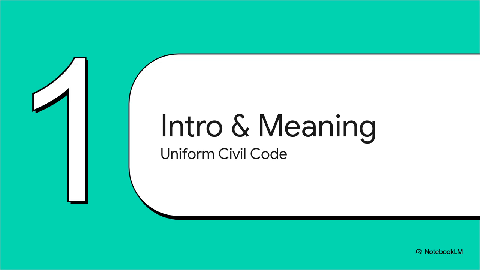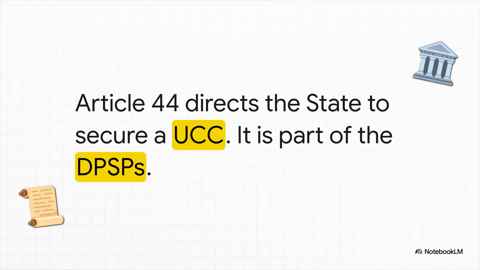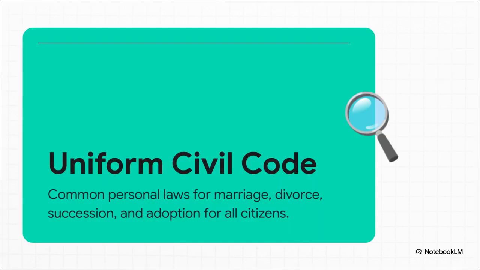So, heading number 1, Introduction and Meaning. The Constitution of India envisages a Uniform Civil Code, or UCC, under Article 44, which directs the state to secure a uniform set of civil laws for all citizens. It is part of the Directive Principles of State Policy, or DPSPs. Continuing under that same heading, you must provide the exact definition. Uniform Civil Code, a common set of personal laws governing marriage, divorce, succession, and adoption, applicable equally to all citizens irrespective of religion.